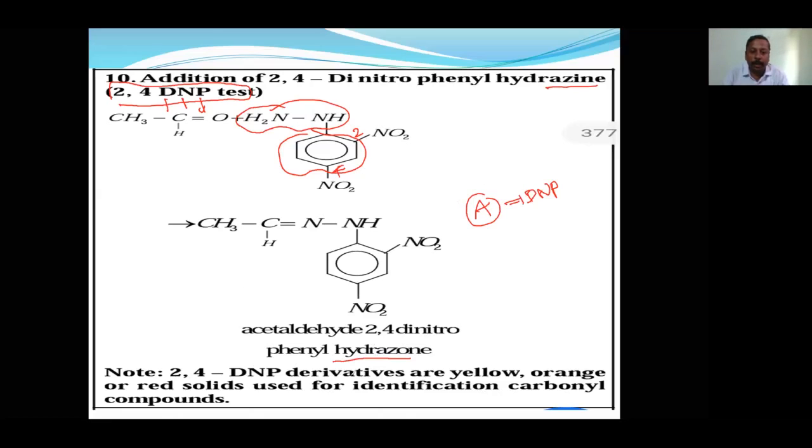And if the aldehyde or ketone is there, then it will give yellow, orange or red colored solids, which is used for identification of carbonyl compounds. Suppose you have one compound and you are doubtful whether an aldehyde or ketone is there or not, then you add 2,4-DNP to that compound. If it turns into a yellow, orange or red solid, then it has the carbonyl group, otherwise it does not. Is that clear to all of you? I think now it is clear to all of you.